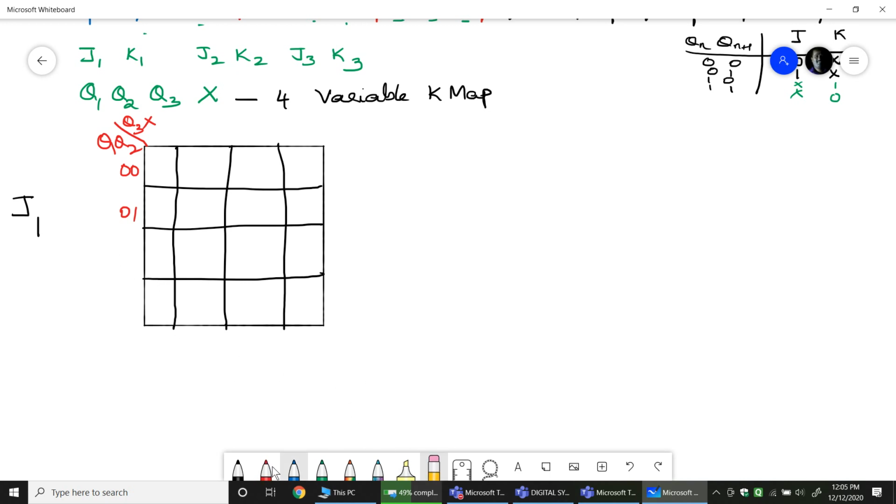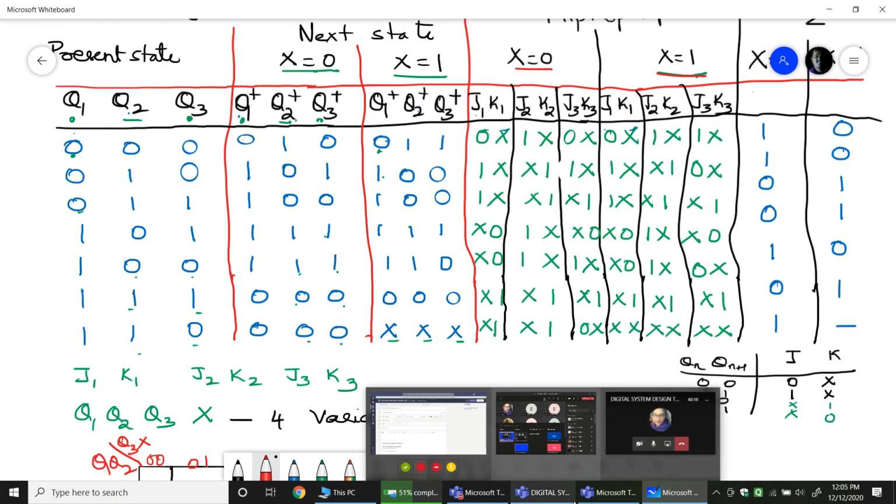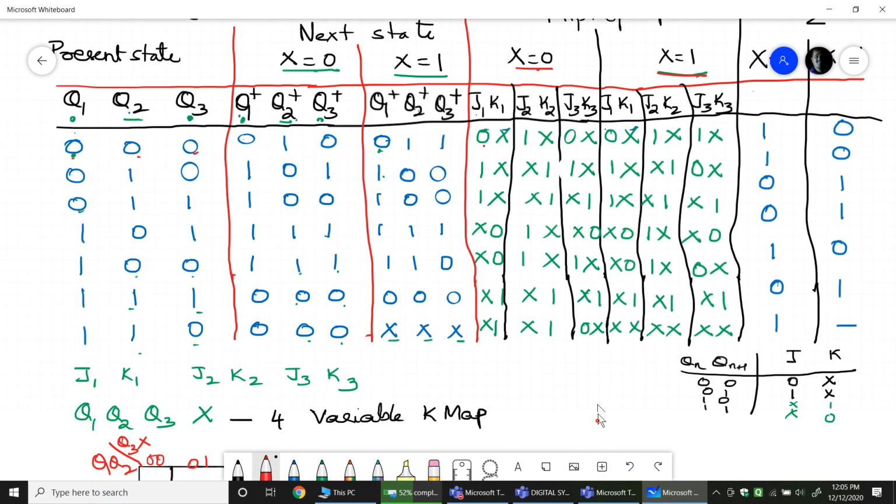Zero one zero zero zero zero one 1 1 1 0 0 0 0 1 1 1 1 0. Now if you look into the table, for J1, this would be the entry of J1 K1 for X equals 0. This would be the entry for J1 K1 when X equals 1. Now you need to mix both of these to enter the entries in the K-map. So for 0 0 0 X equals 0, J1 is 0. In that way you should keep on entering.